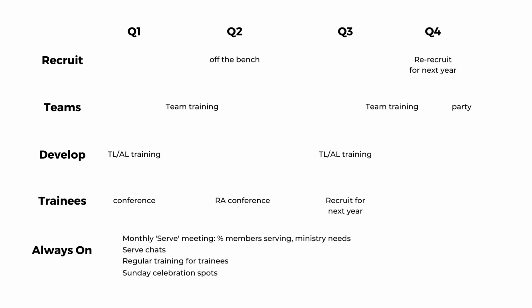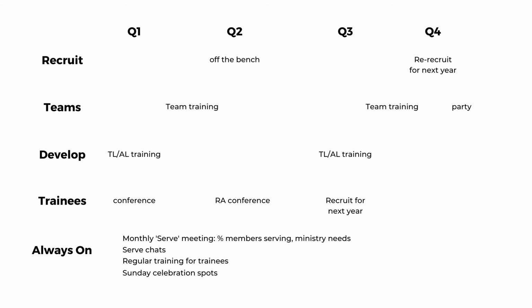And to wrap all of this up, I've got an always on section at the bottom there. There are a couple of things that you want to just be happening all the time throughout the year. The first one of those is regular serve meetings, where everyone, either on your medium-sized church staff team or just all of the high-capacity volunteers in your church, if you're a smaller church, they're getting together in the room, chatting about, what percentage of our church is serving and where needs more people. So chatting about distribution of people.